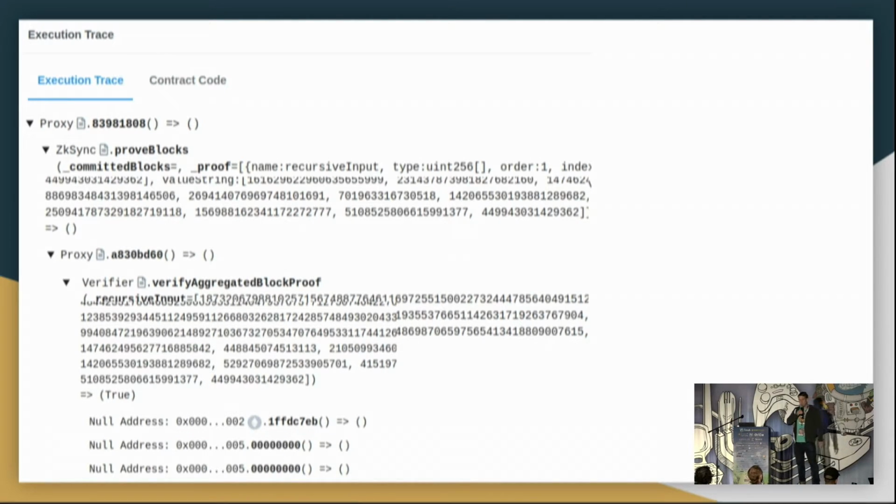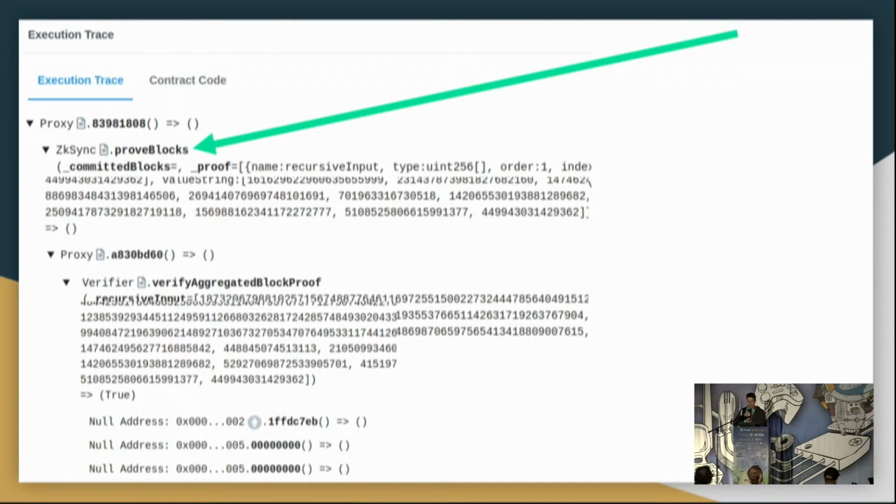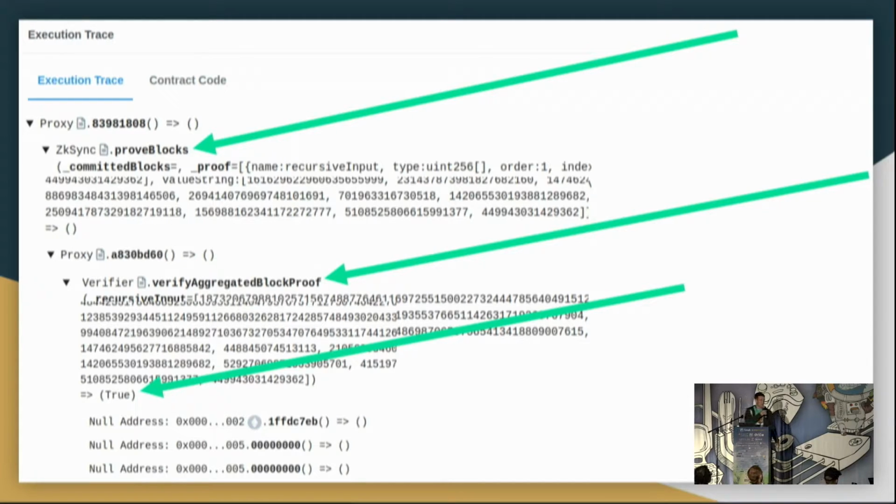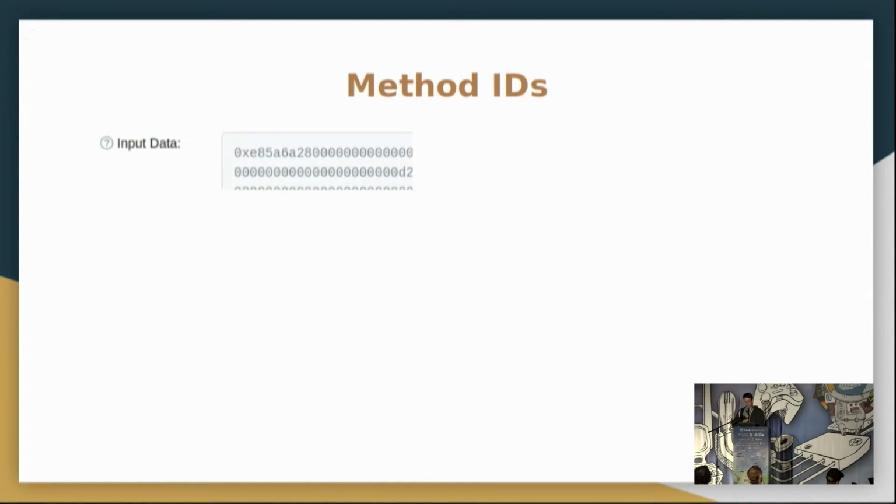So the execution trace for this zkSync block proving is, first it takes the proof, it goes into the prove block section, which then goes into the verify aggregated block proof function, and it produces true at the end, which means that the zkSync v1's state can be updated on layer 1. So utilizing that data, you can use method IDs to try and find things that have happened on chain.